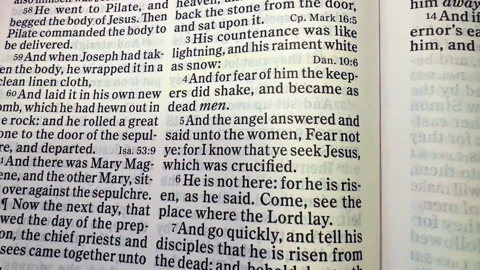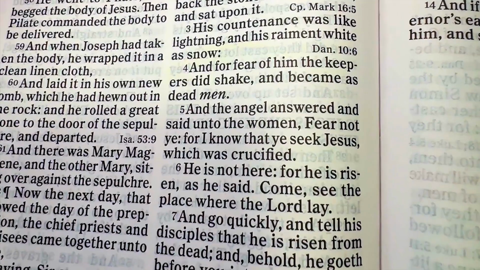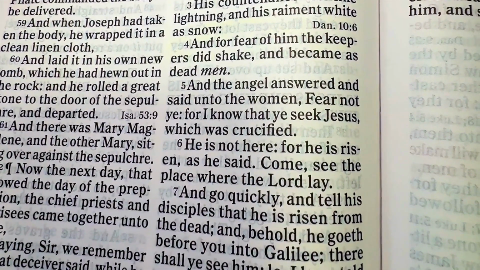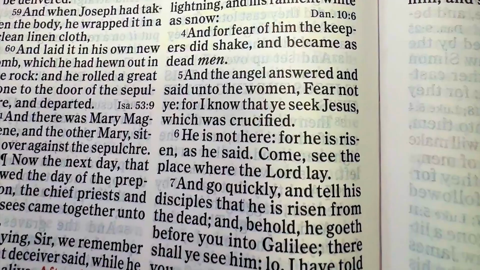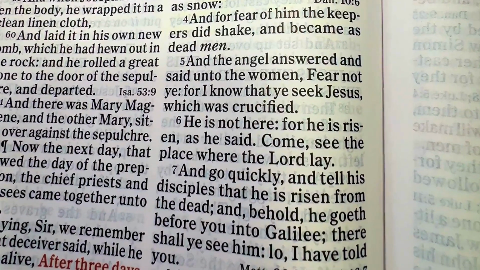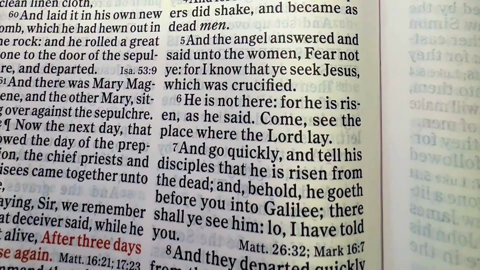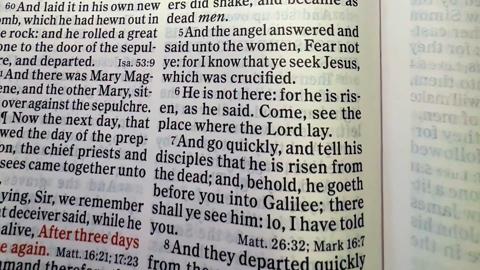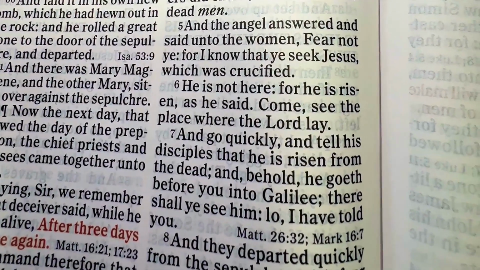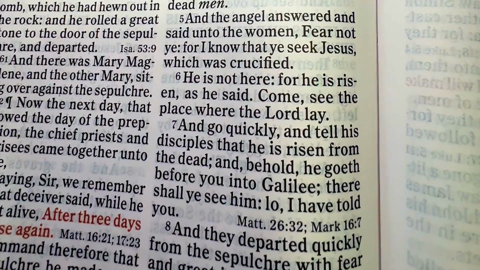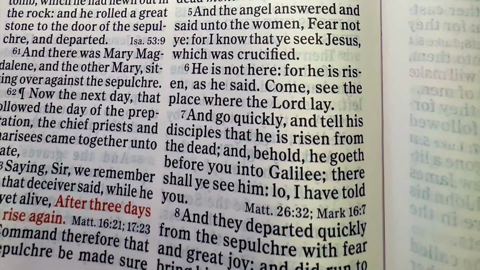And the angel answered and said unto the women, Fear not, for I know that ye seek Jesus which was crucified. He is not here, for he has risen, as he said. Come, see the place where the Lord lay, and go quickly and tell his disciples that he is risen from the dead. And behold, he goeth before you into Galilee. There shall ye see him. Lo, I have told you.